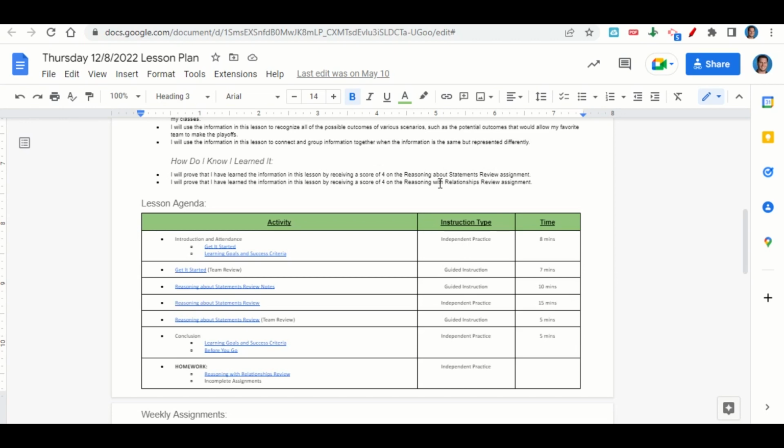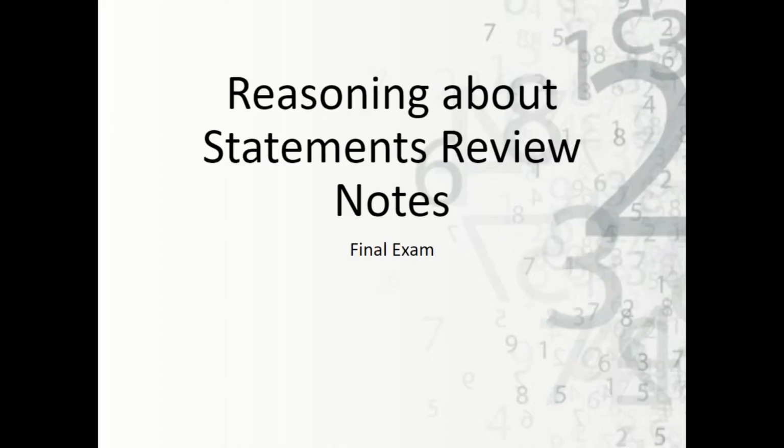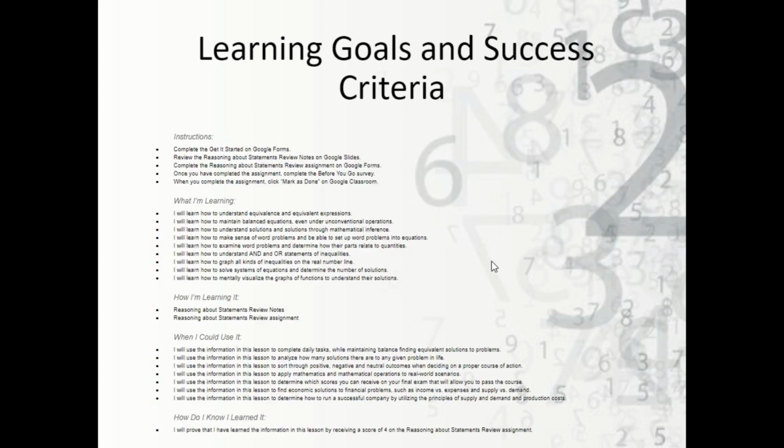At the end of class, we'll go back over our learning goals and success criteria while you fill out your Before You Go. Your only homework for tonight is to complete the reasoning with relationships review assignment and any incomplete assignments that you may have. Let's take a look now at the reasoning about statements review notes. The notes begin with the learning goals and success criteria.